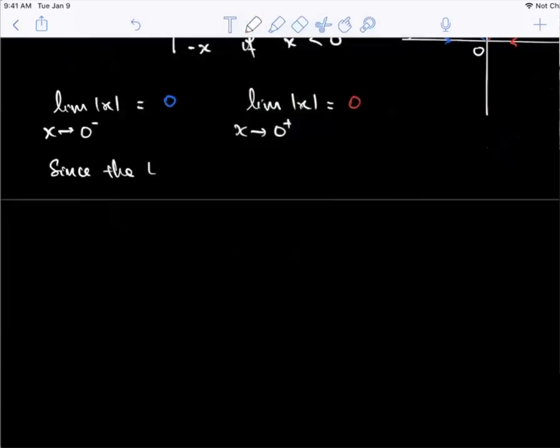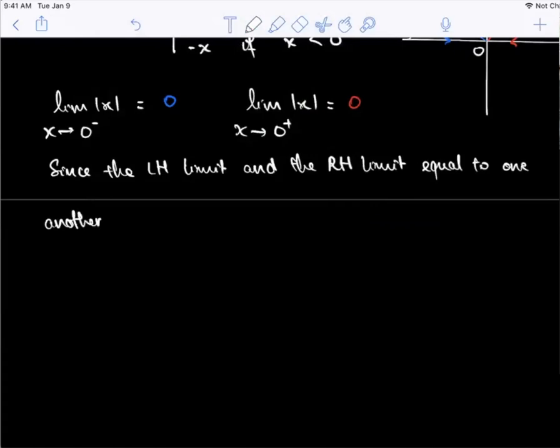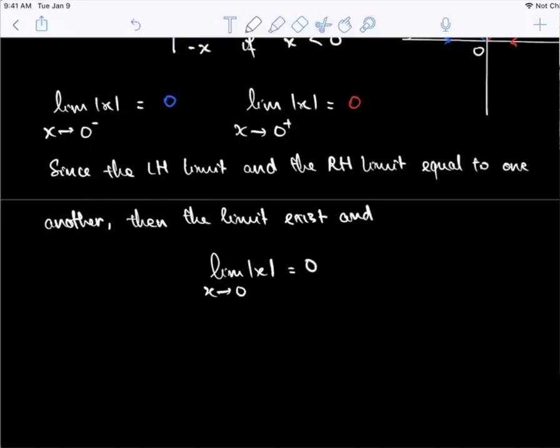Since the left-hand limit and the right-hand limit equal one another, the limit exists, and the limit of the absolute value of x as x approaches 0 is equal to 0.